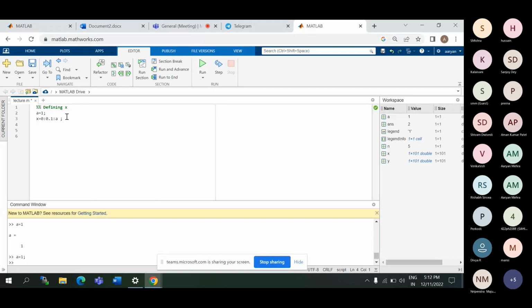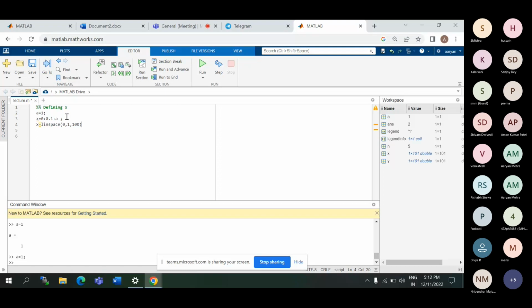Now there is one more way to define x. That is x equals linspace. This is a very important function. Linspace: I want to go from 0 to 1 in 100 steps. How many of you understand?